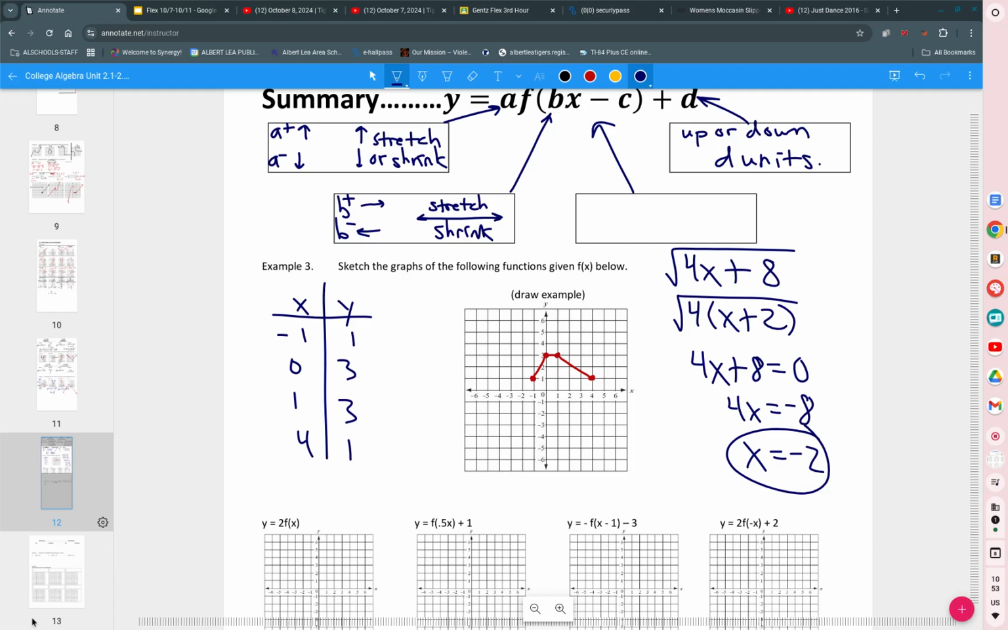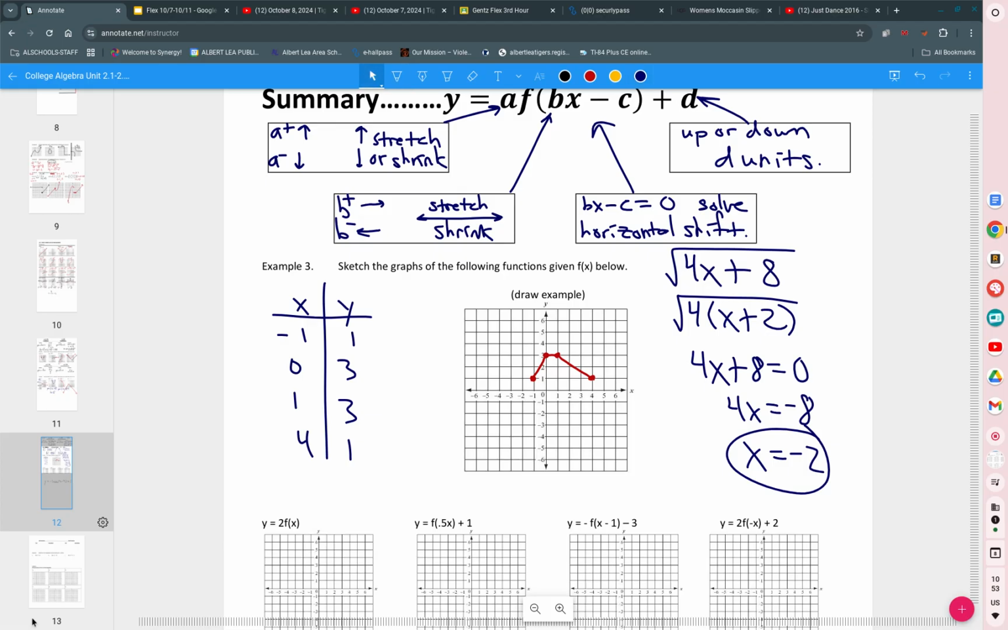2 to the left. And so I always just say this is bx minus c is equal to 0. Just solve, and that's your horizontal shift. So whenever I see something inside, I just always solve it equal to 0, and that always tells me my horizontal shift every time. Okay?